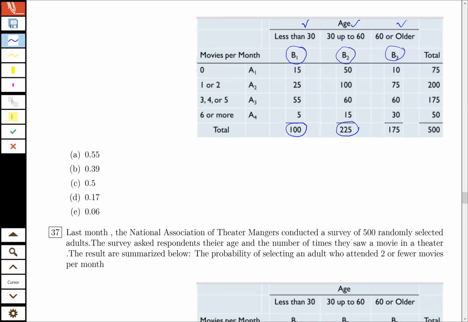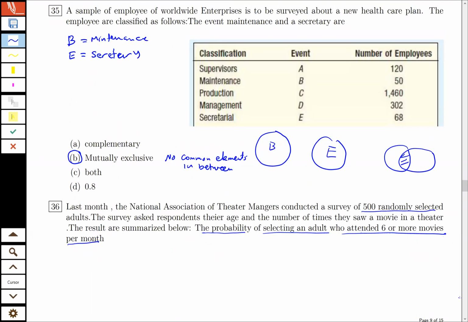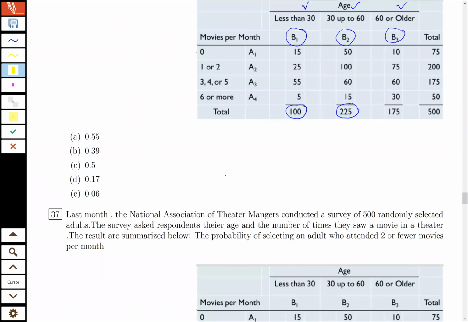Now, let's answer several questions about this table. Each time we will change only the statement, which is this one. Let me highlight this one. He wants the probability of 6 or more per month. If we go to 6 or more, where do we see 6 or more movies? He's not speaking about the age now. He's speaking about 6 or more movies. Who said I have done 6 or more? 50 of them.